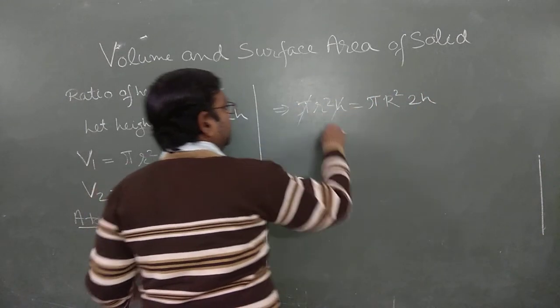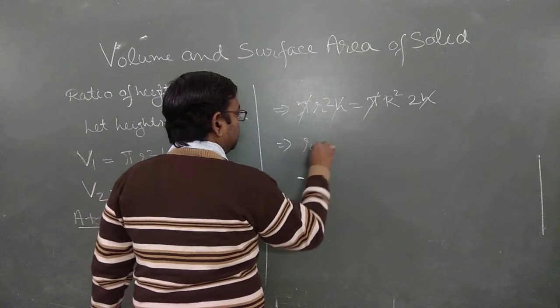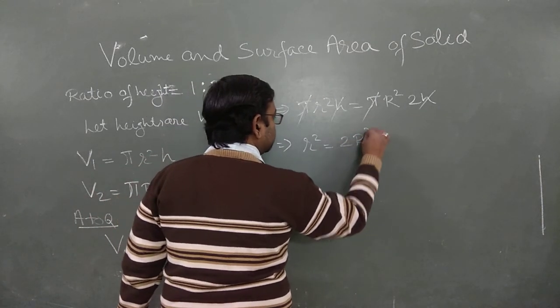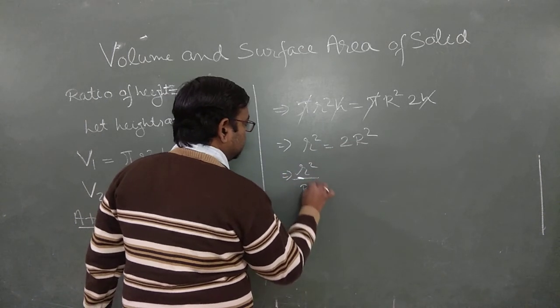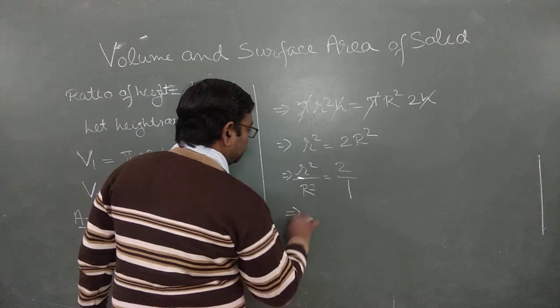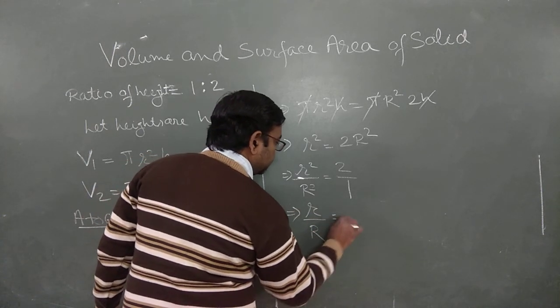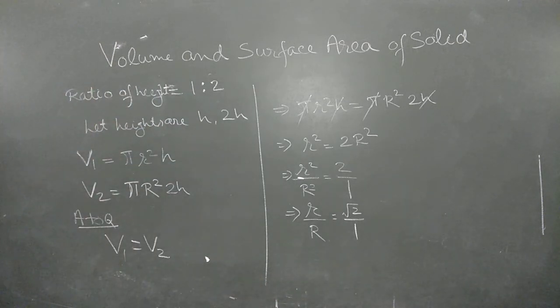Pi and h cancel each other. r square equals 2R square. R square by r square equals 2 upon 1. Ratio of the radii means R by r equals root under 2 by 1. So this is your answer. Hope this thing is clear to you.